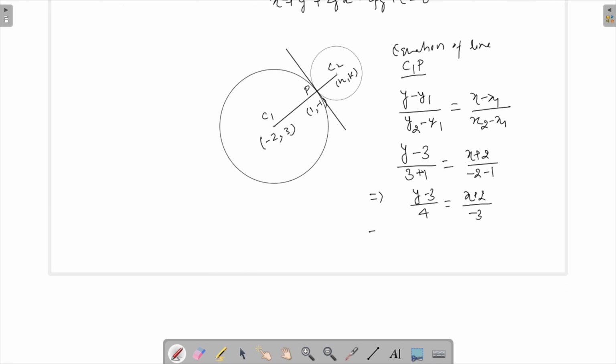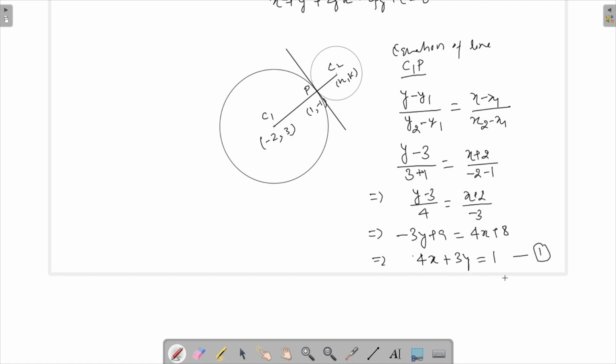Now, cross multiplying, this will give me minus 3y plus 9 equals 4x plus 8. So I could say that 4x plus 3y will be equal to 1. So this is going to be one of my equations: 4x plus 3y equals 1.